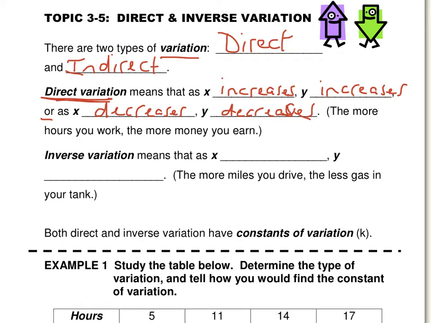An example would be, so write the example down, the more hours that you work, so if that's x, the more you work, the more money you earn, which is y. Remember, y is dependent upon x. Y is always the dependent variable.